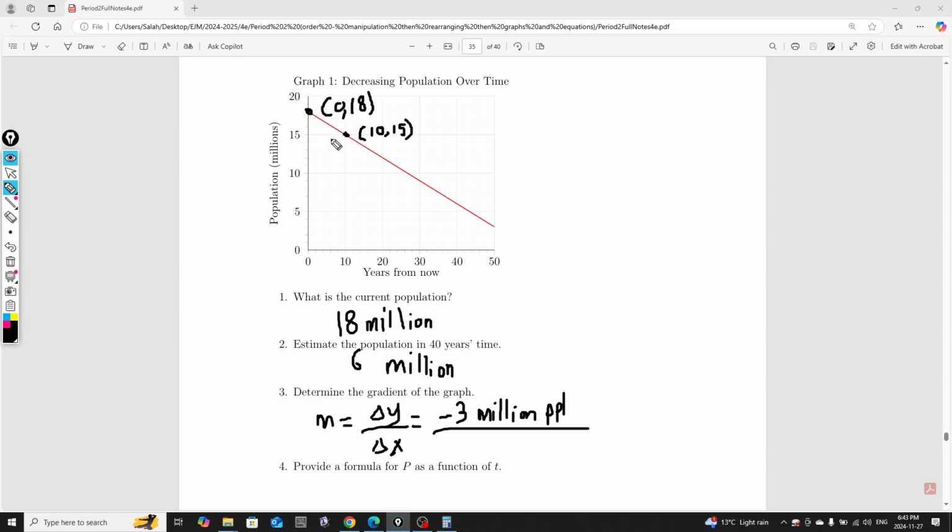over, and then the horizontal change. The horizontal change was to go from 0 to 10. To go from this point right here to this point right here, we went from 0 to 10. And so that is just 10 years.